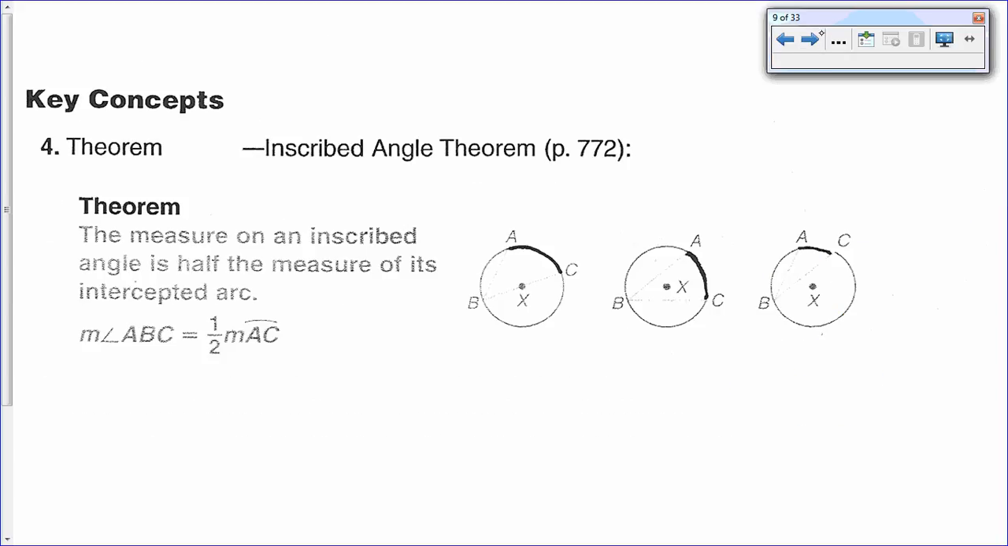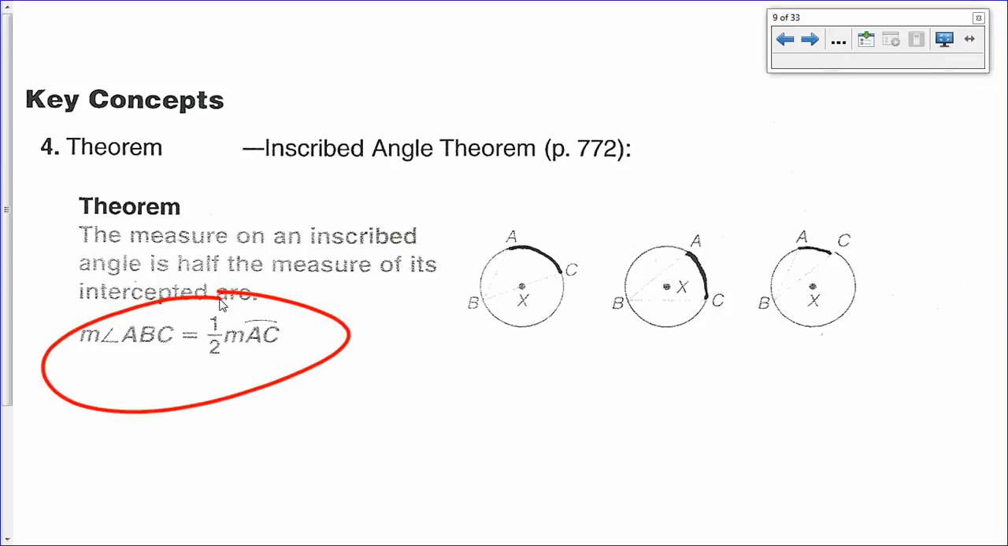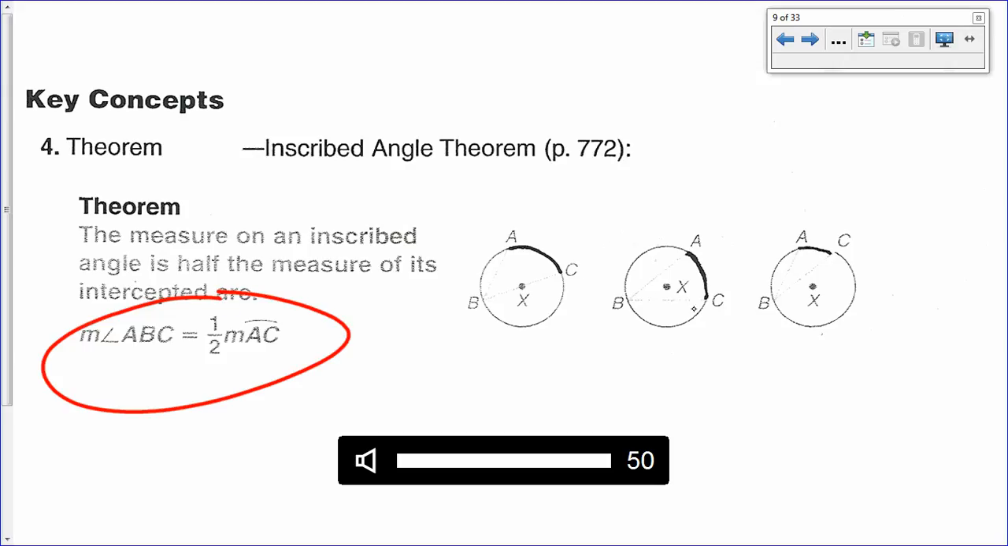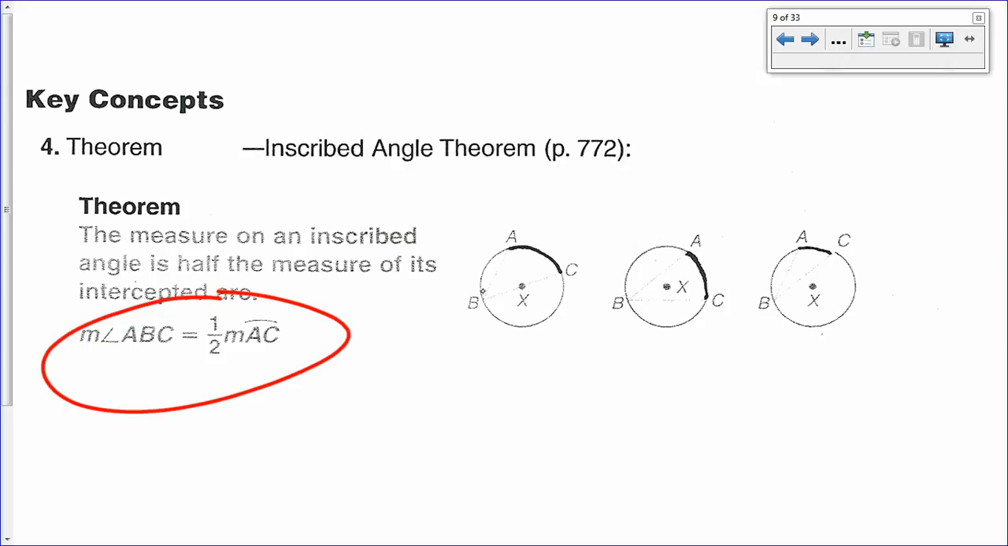Now we're going to actually get into measures. These are theorems that give us measures of angles and stuff, okay? The relationships, there's going to be diagrams with a formula. You're going to see diagrams with formulas for these, okay? These are all inscribed angles, three different types, okay?